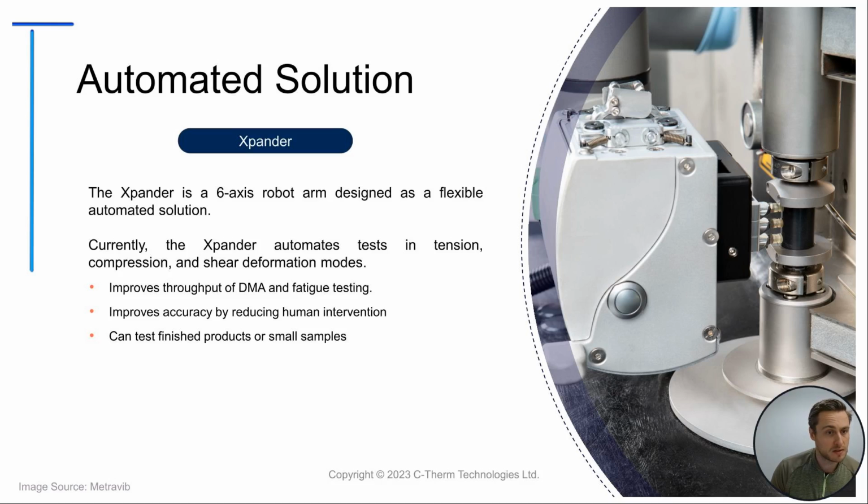There's also an automated solution called the Expander. It's a 6-axis robot arm designed to be a flexible automated solution. Currently, the Expander automates tests in tension, compression, and shear deformation modes. This allows you to improve the throughput of DMA and fatigue testing, improves the accuracy of your test results by reducing human intervention, and it also has the flexibility to test finished products or other small samples. That comes in handy with the 6-axis robot arm there.